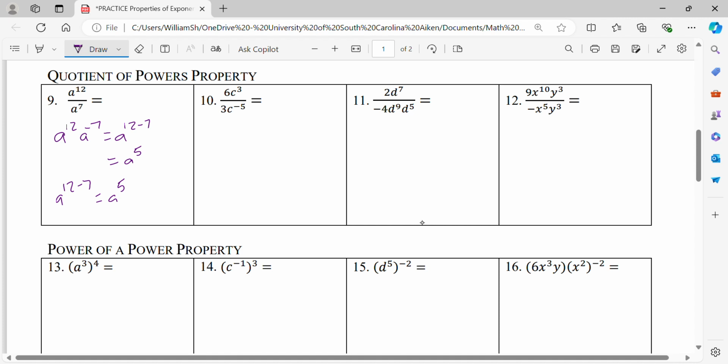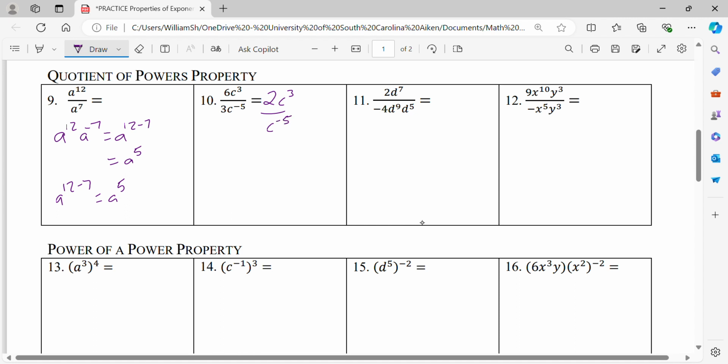Alright? Now, number 10 gets a little more complicated, because in number 10, I have 6 c to the 3rd over 3 c to the negative 5. First thing I'm going to do is mess with my constants here. What's 6 divided by 3? 6 divided by 3 is 2. That's going to give me 2 times c to the 3rd over c to the negative 5.